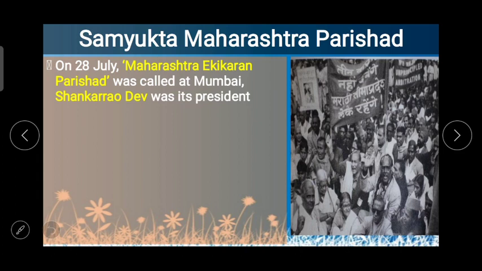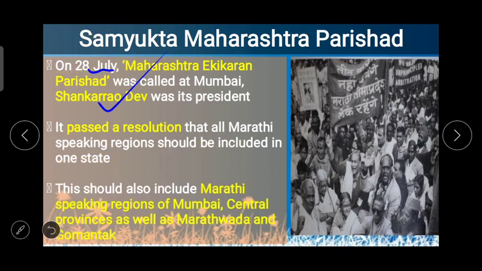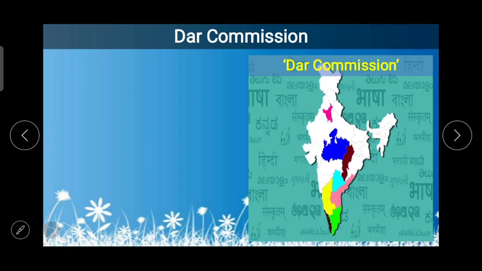On 28 July, Maharashtra Ekikaran Parishad was called at Mumbai, and Shankar Rao Dev was its president. It passed a resolution that all Marathi speaking regions should be included in one state, and this should also include Marathi speaking regions of Mumbai, central provinces as well as Marathwada and Gomantak. So everywhere where the people speak Marathi language should be under one dominion, which includes Mumbai, then the central provinces as well as Marathwada and Gomantak. So this was the demand of Maharashtra Ekikaran Samiti.